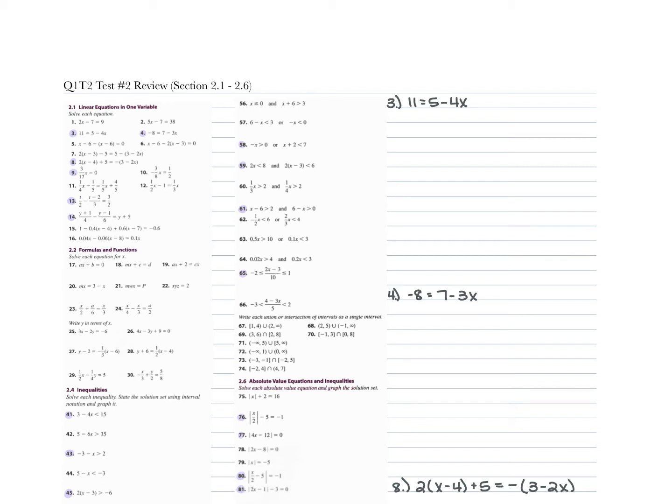All right, so your test tomorrow includes sections 2.1 to 2.6. From your review, yes, there's a lot of questions on there. I picked out specific ones so that way we can do those together. In this class, we may not get through all of them. I'm hoping we are, but again, we're gonna focus on those.